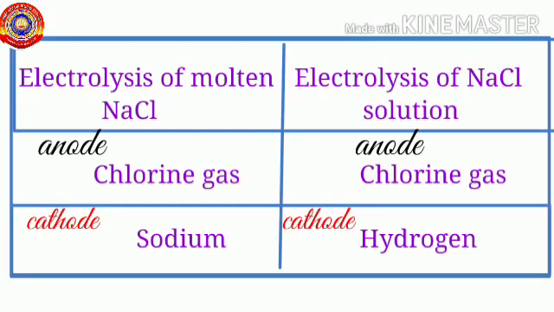The products obtained at the anode and cathode are different for the electrolysis of molten and aqueous NaCl.